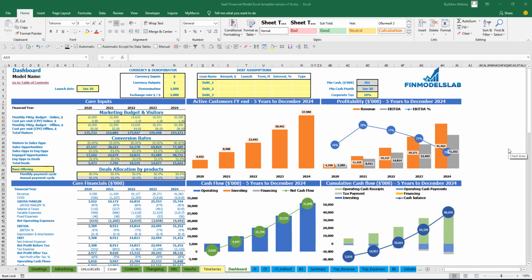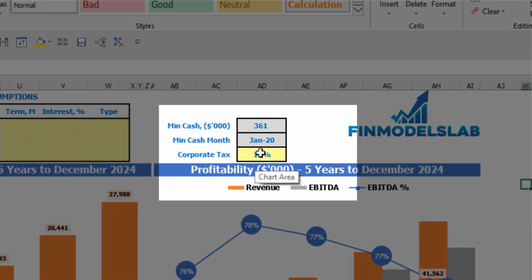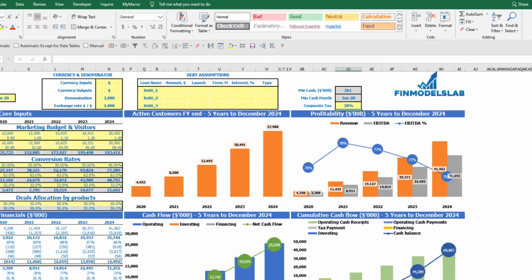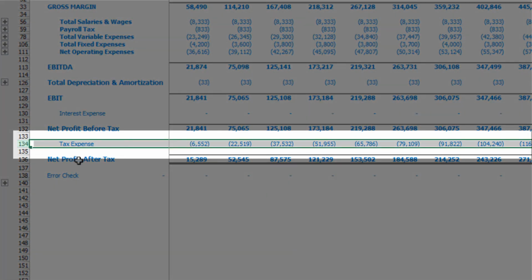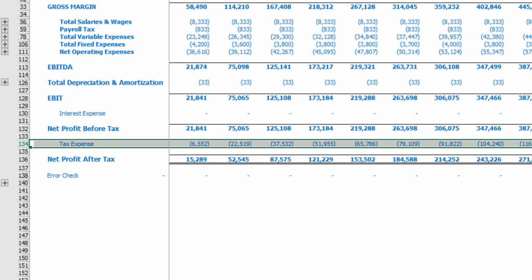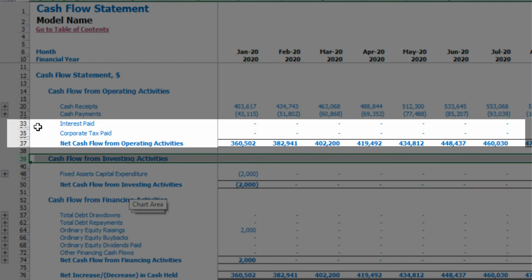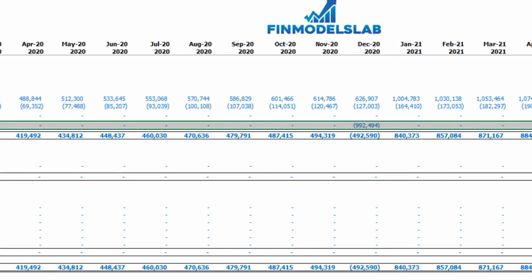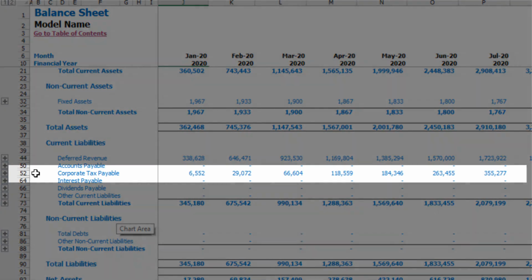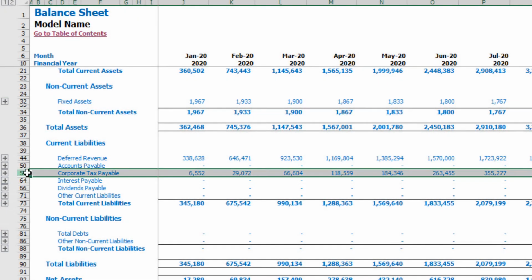Also, on the top of the dashboard you can set the corporate tax rate, which works for your country. For example, it can be 30%, and you may see the calculation of corporate tax in income statement in the line tax expense. On the cash flow you may see the corporate tax paid. By default this is December, and on the balance sheet you may see the corporate tax payable by months.